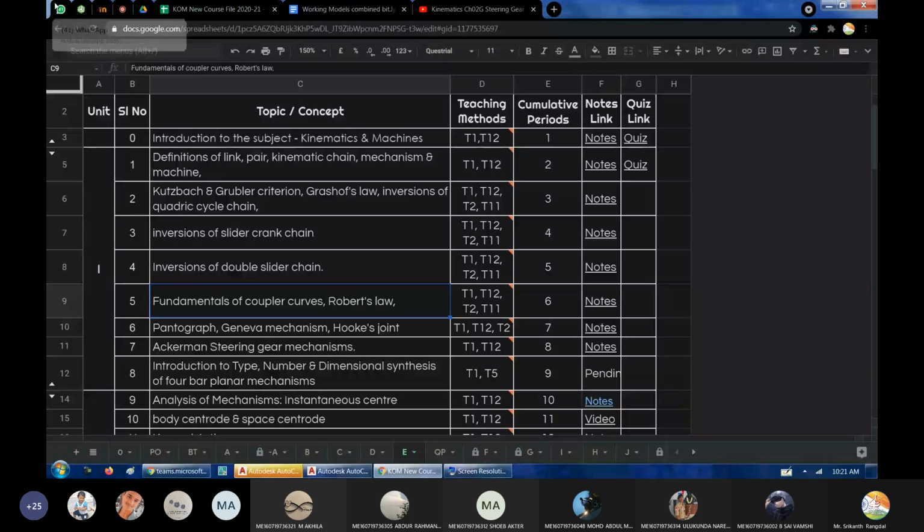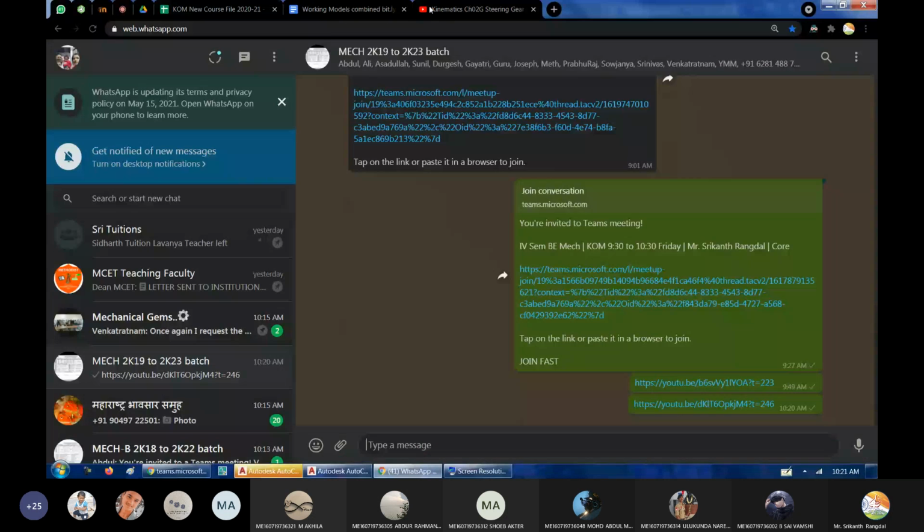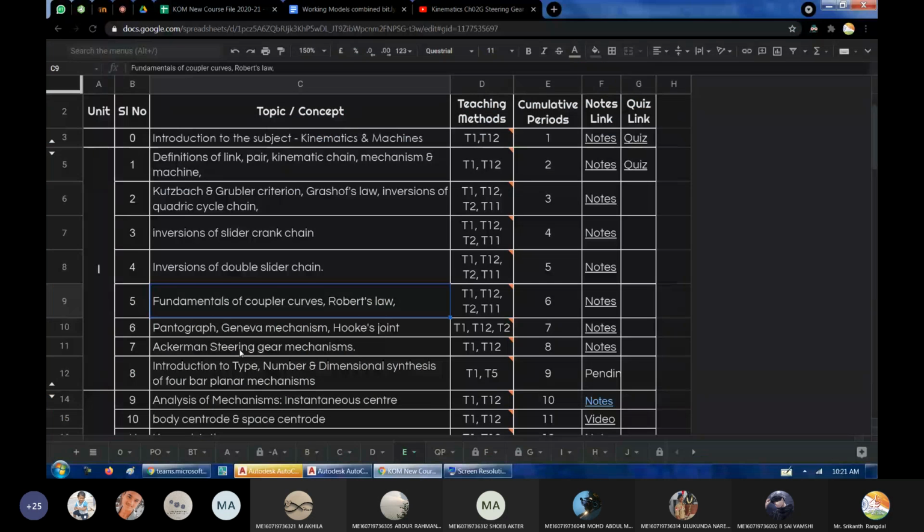So the mechanism is shared, and we just have around 10 minutes more. Do you have any doubts? With all the previous classes, if you have any doubts, let me clear them.